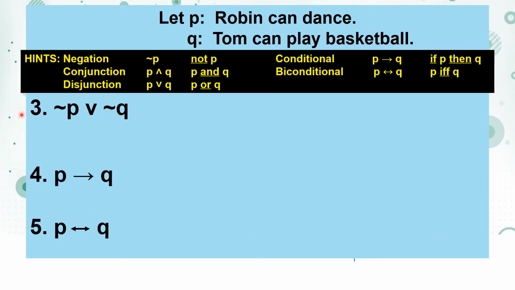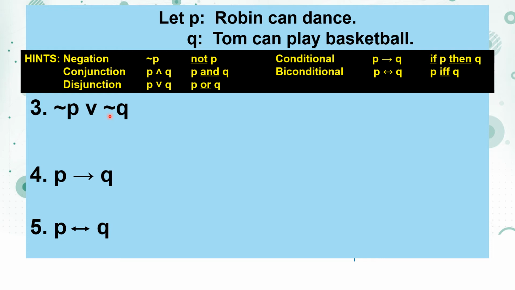Now, let's have number 3. So, we have this. This symbol is the symbol for negation. And the keyword for negation is the word not. So, we read this as not P. Next, this symbol is the symbol for disjunction. And this symbol can be read as the word or.